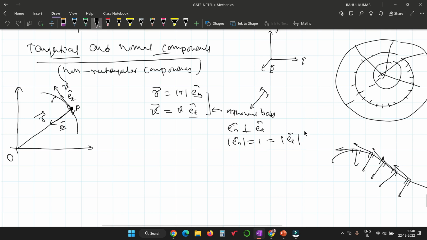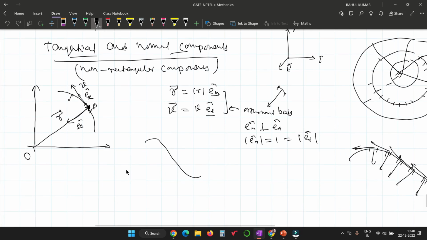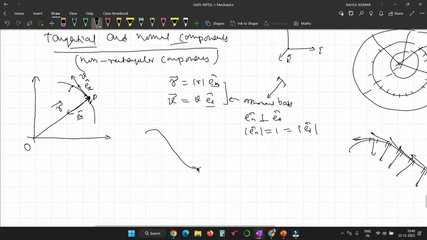Sir, is it always necessary that the En will intersect the origin? No, I mean you have to fix the coordinate system. Suppose origin is a reference point. For this arch, you can take that this is the origin. For the rectilinear motion, there is nothing like origin. In curvilinear motion, there is nothing like origin.